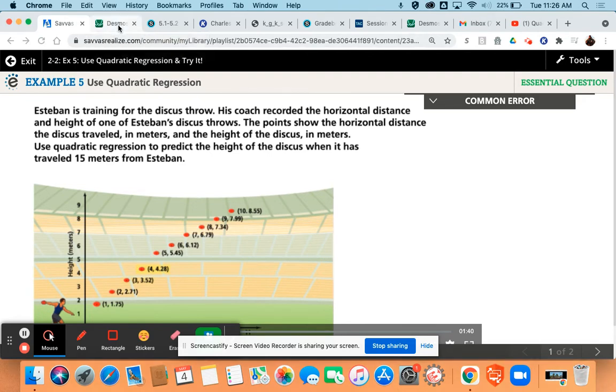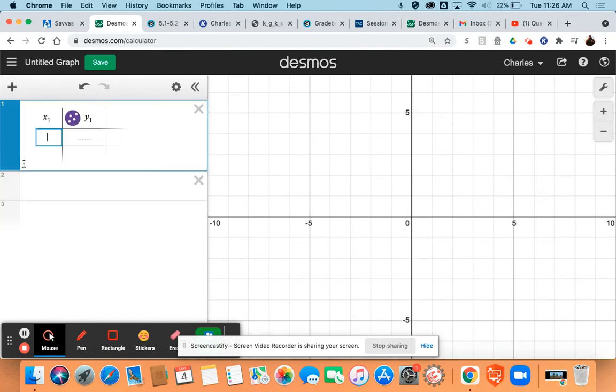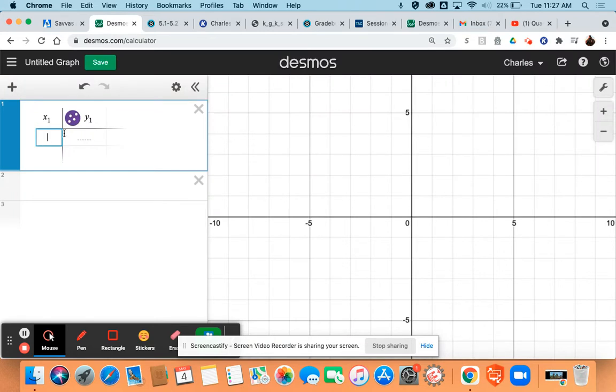So we're going to find the equation that describes this motion, and we're going to create an equation model for this throw. So we're going to go to Desmos, and under Desmos, I'm at the home screen here. We're going to click the plus button, and we are going to add an XY table. Okay, so we're going to start by adding these points, and we can see that the X values go from 1 through 10. So I'm going to add those first.